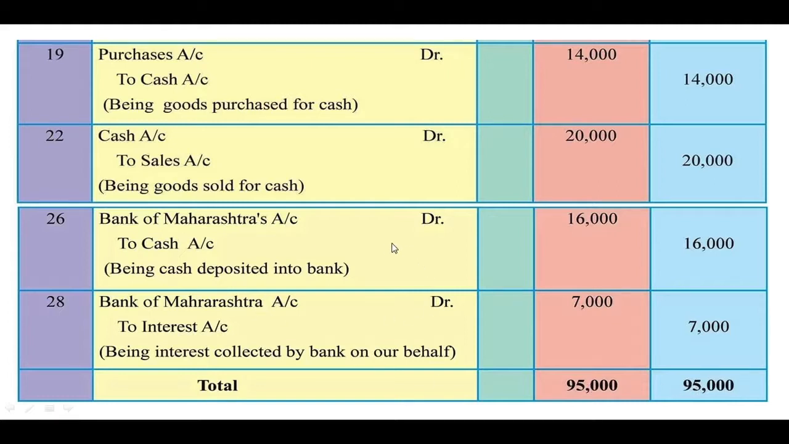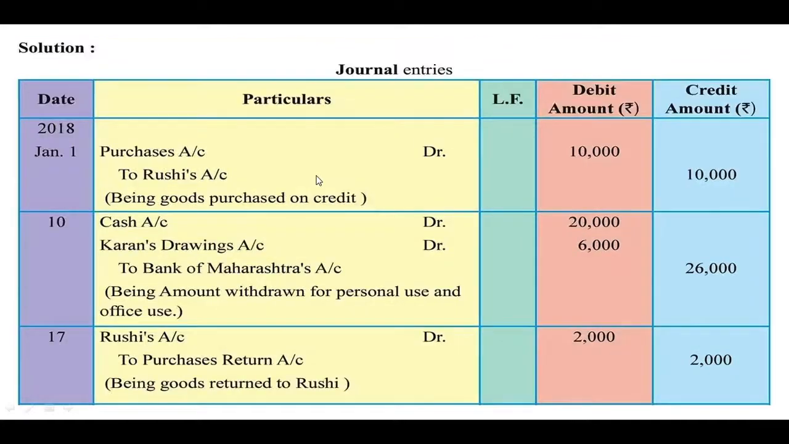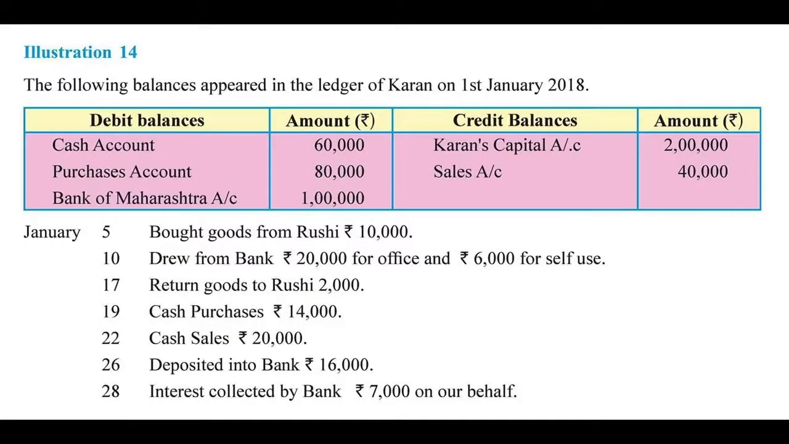Now we are going to learn how to make the ledgers from all these journal entries. First, we will record the opening balances which are given initially. Here, cash account has the debit balance of rupees 60,000, while purchases account has the debit balance of 80,000, and Bank of Maharashtra account also has a debit balance of rupees 1 lakh. So all these three balances will be recorded in these three accounts on the debit side.